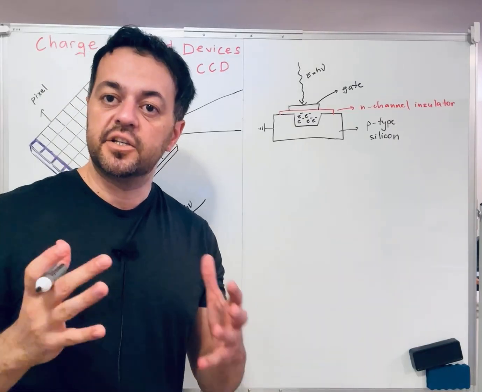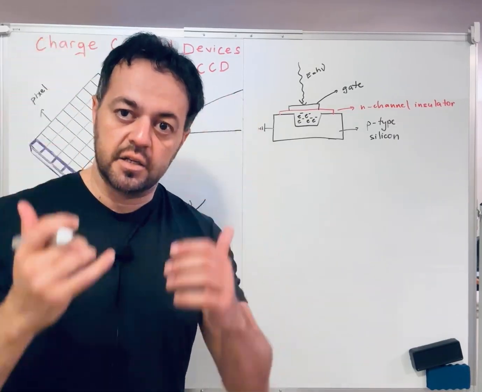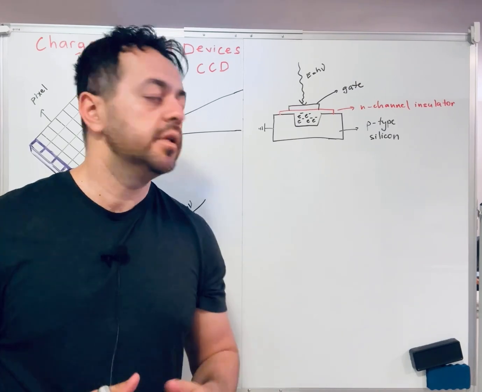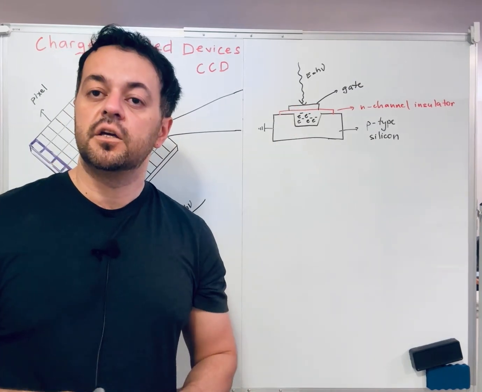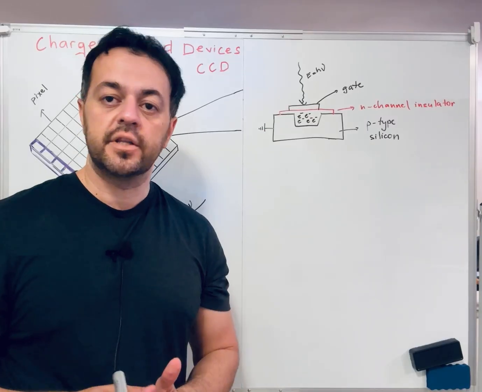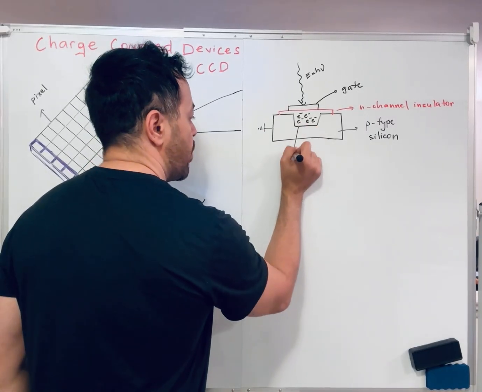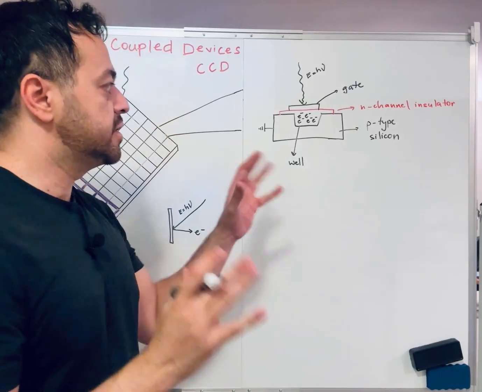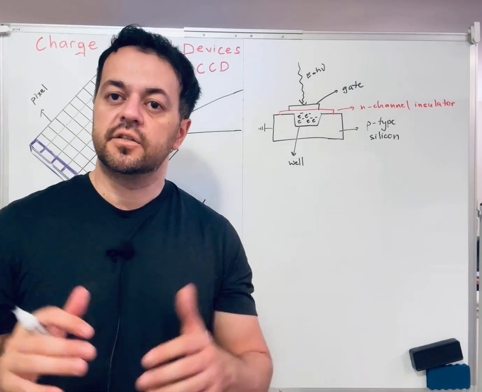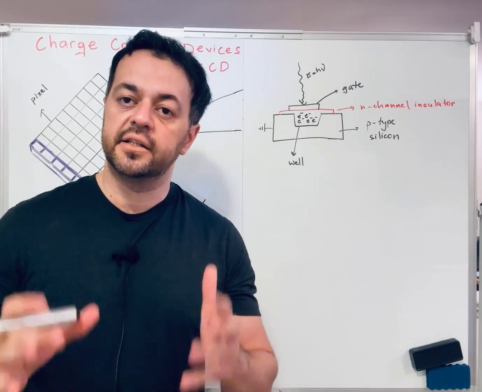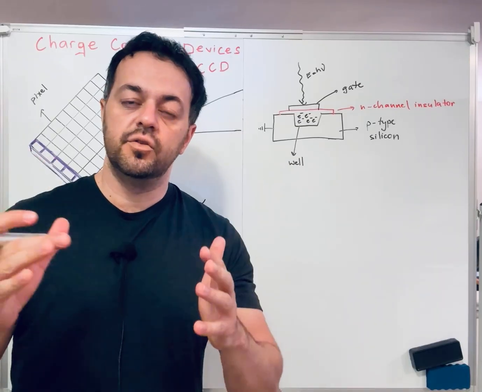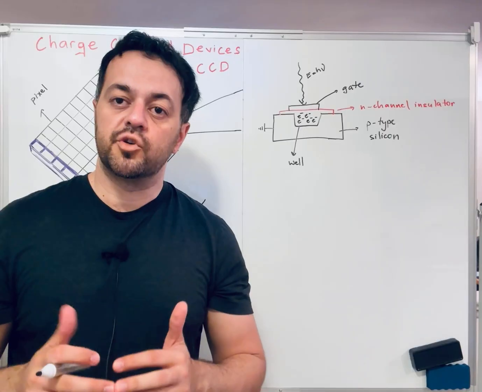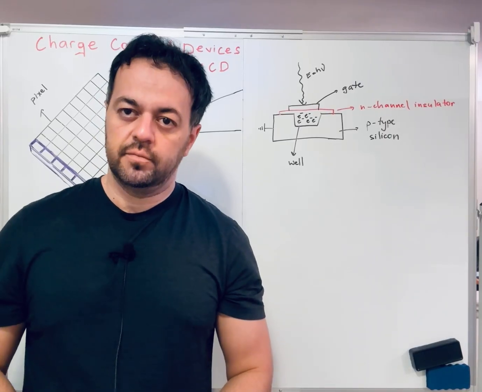Here, that positive potential is going to pull the electrons, because electrons are negatively charged. They're going to pull them, and that's how they temporarily store them inside these wells. So this is how each well collects the electrons, and as you know, based on the photoelectric effect, one photon will generate one electron.